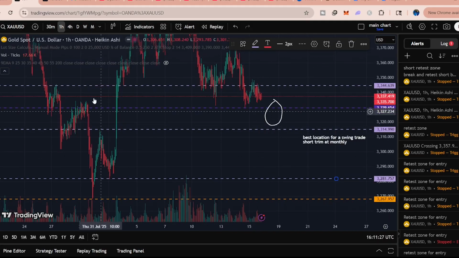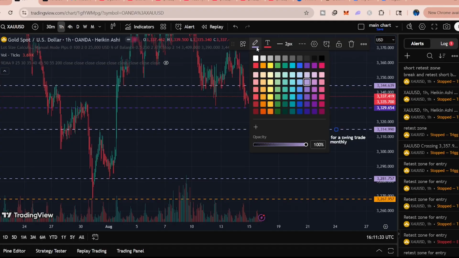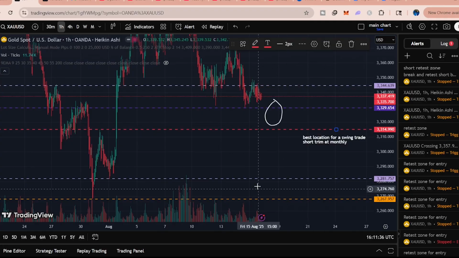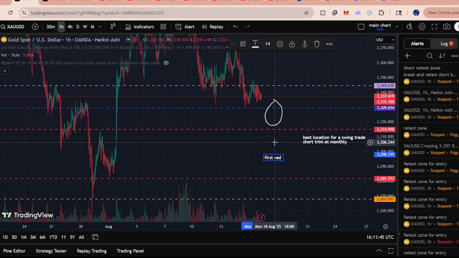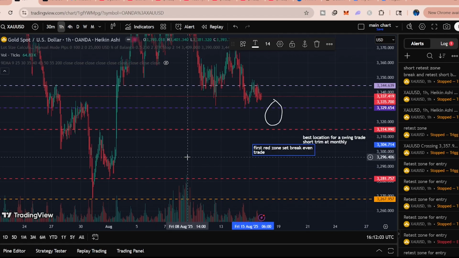So let's change the color, let's do red since we're doing shorts, and it's another red run, right? First red zone, set break even. Shoot, I spelled it wrong. Set break even trade, right? This is just what I do, right?